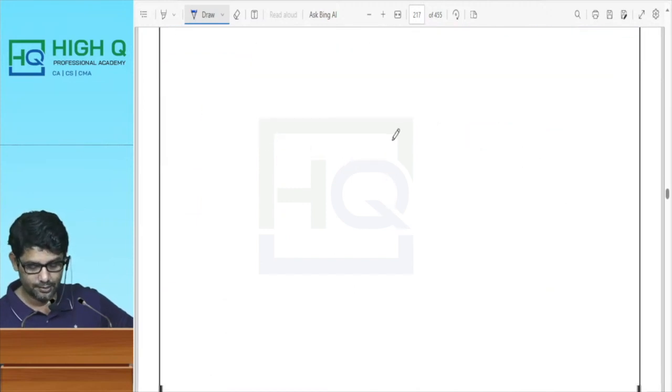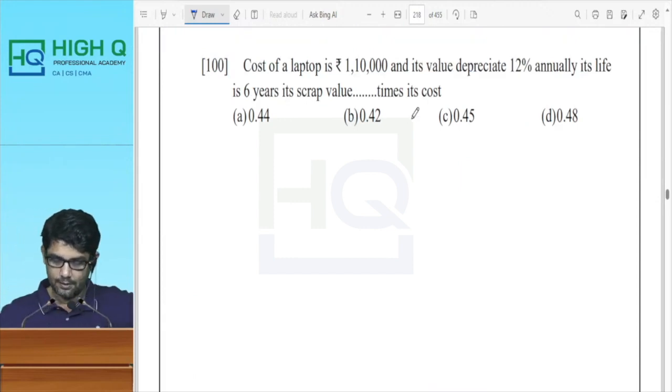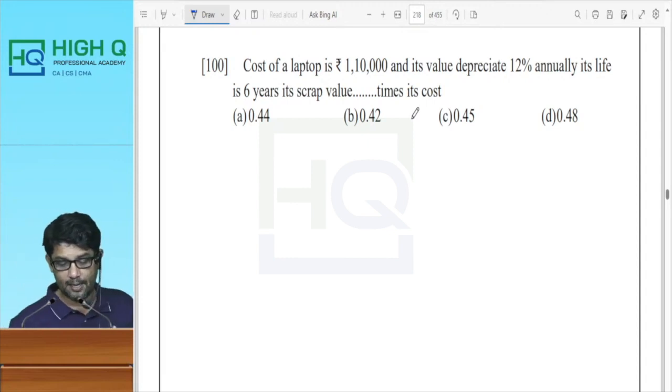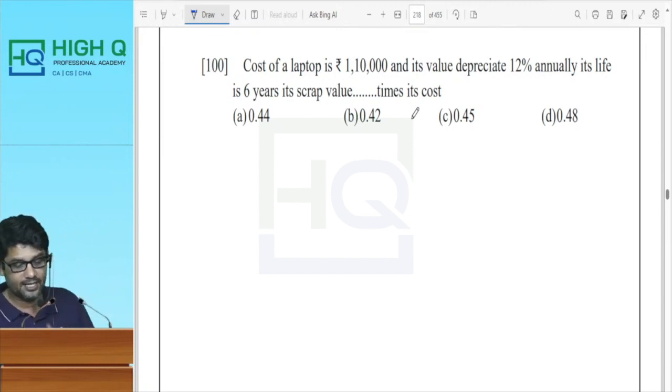There is a mistake in this question. Yes. Get the answer, my dear. Cost of laptop is 1,10,000 and its value depreciates 12% annually. And its life is 6 years. Its scrap value is dash times its cost.